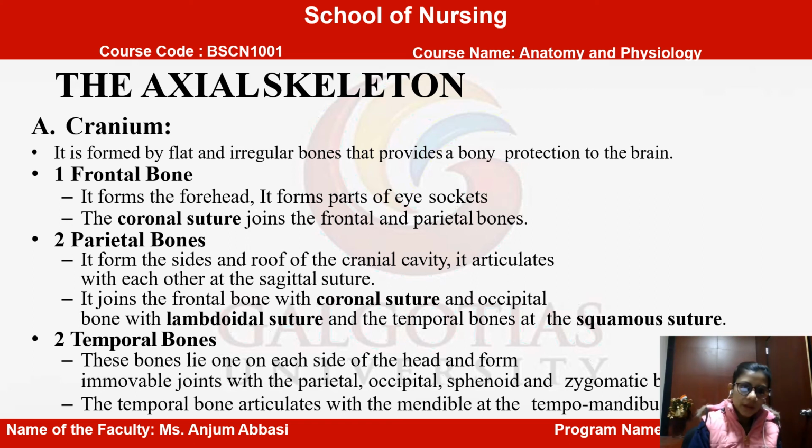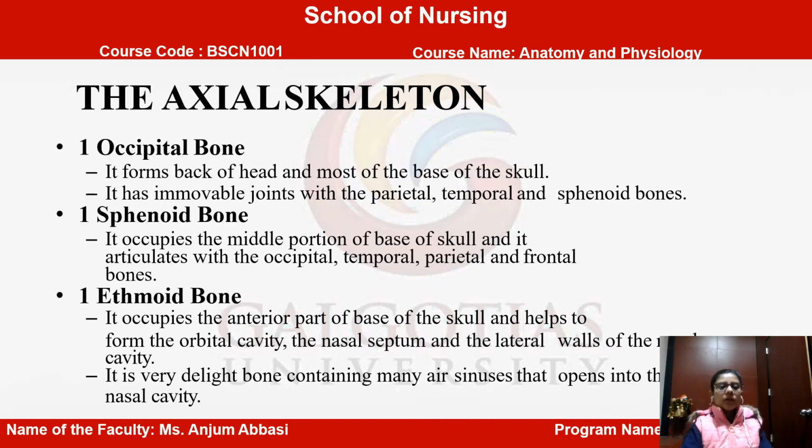Next is two temporal bones. These bones lie one on each side of the head and form immovable joints with parietal, occipital, sphenoid and zygomatic bone. The temporal bone articulates with the mandible at the temporomandibular joint. In axial skeleton, next bone is one occipital bone which is present at the back of your head and forms most of the base of your skull. It has immovable joints with the parietal, temporal and sphenoid bone.